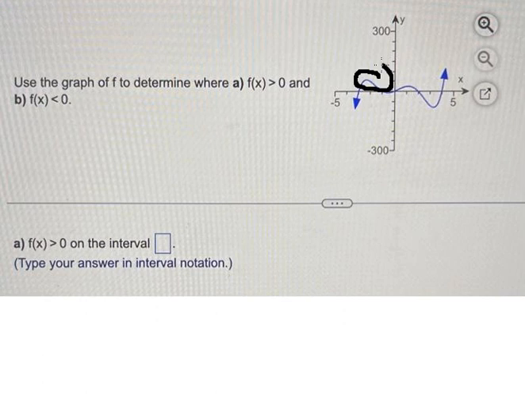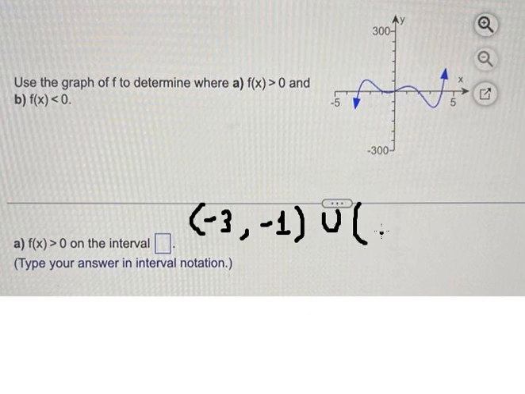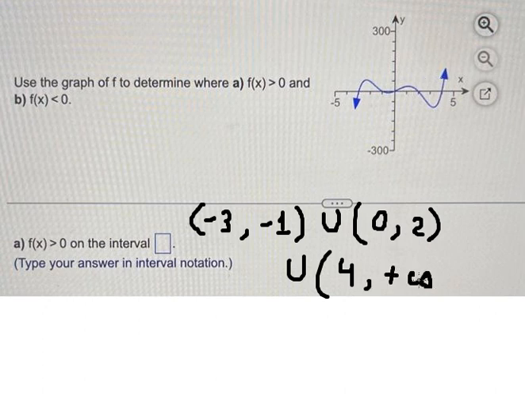So that is about this one, and this one. The answer for this one, we see that this is about negative 1, negative 2, negative 3. So we have from negative 3 to negative 1, and from 0 to 2, and we see that this is about 4, and they go to positive infinity. And this is the answer for question A.